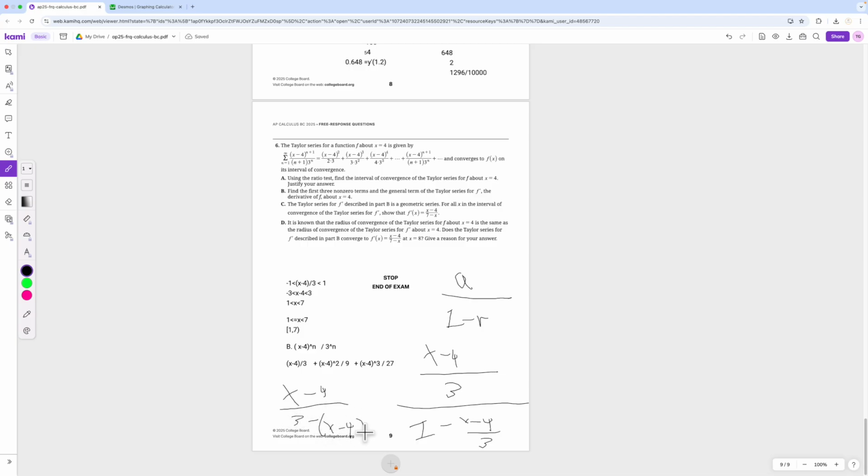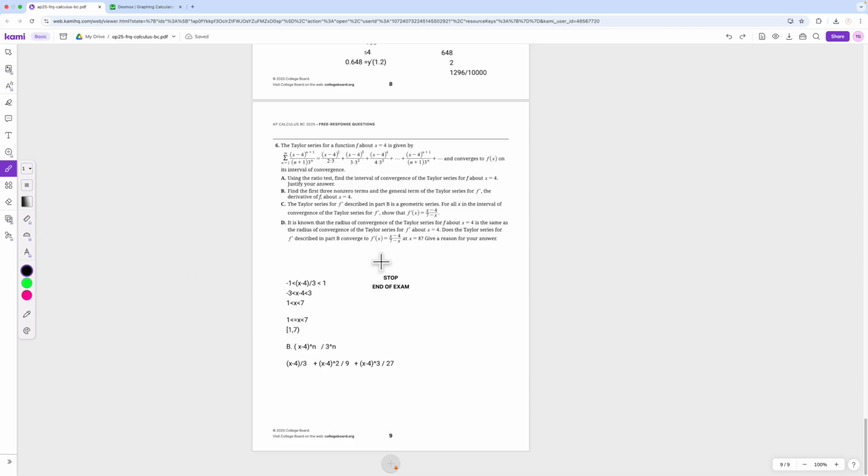And can you guess what this is equal to? x minus 4 divided by 3 minus x minus negative 4, that's equal to 7 minus x. Therefore, we've shown that f prime of x is equal to x minus 4 divided by 7 minus x, because 3 minus negative 4, minus x. And now we're on to 6d.